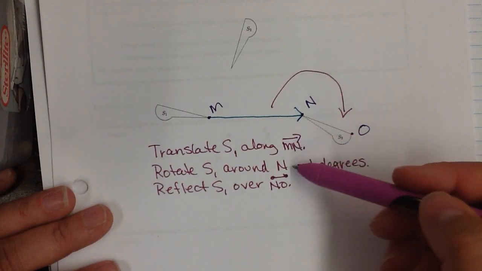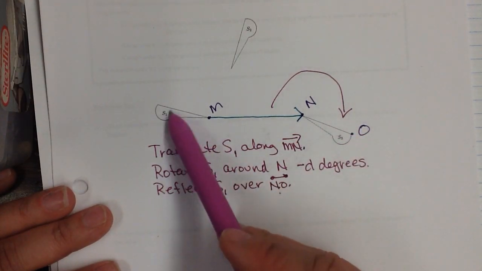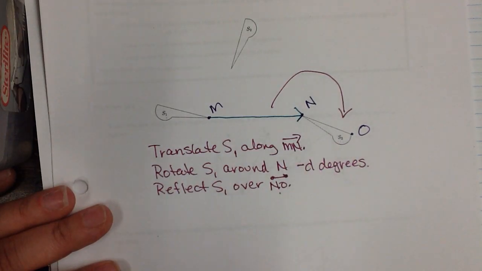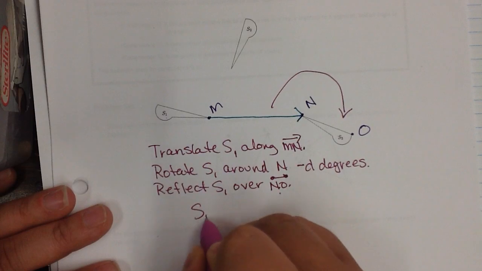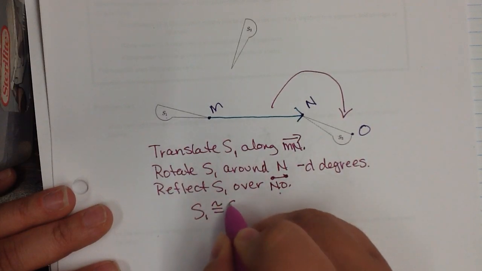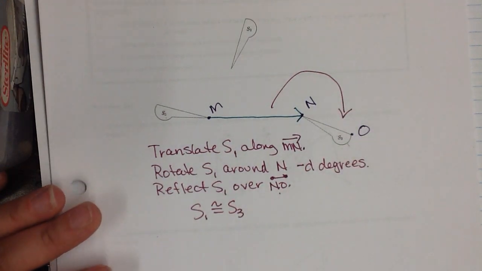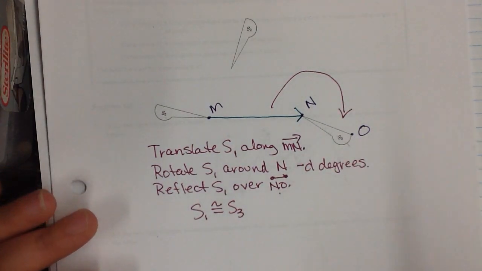And what those three things do, it proves that S1 could land right on top of S3, but it proves that they are congruent. So the S1 is congruent to S3. And if they're congruent, they are also similar. Okay?